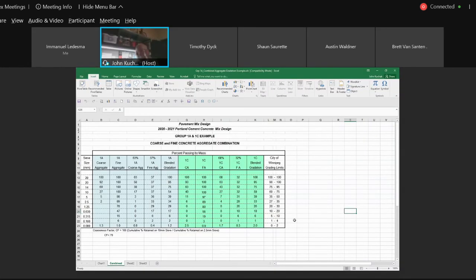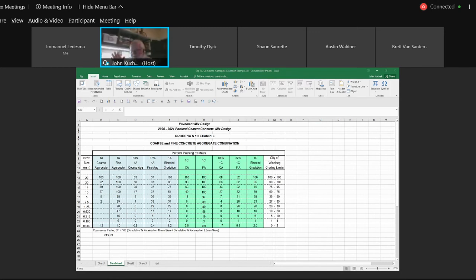Everybody see this? Group 1A, 1C example? Yep. Okay. Now, this is just an example, and I've got two of them beside here, but if you're group 1A, you're only going to play around with 1A, and that's how I set it up. Anyways, here's the coarse grading that we had. Here's the fine grading. So let's look at 1A. Don't worry about 1C right now. These are the original gradings.